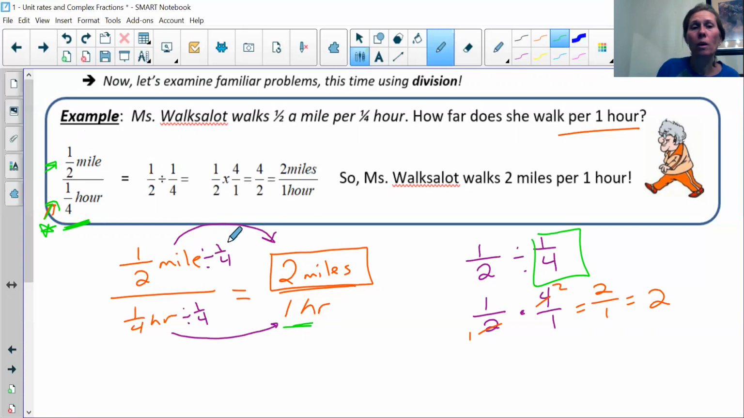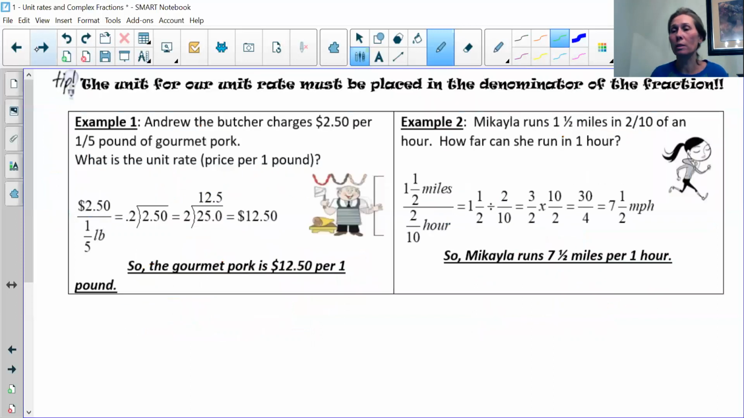All right, so they did 1/2 divided by 1/4. They did SOR, same, opposite, reciprocal, and they got 2 miles per hour. So Miss walks a lot, walks 2 miles per hour. All right, so here's 2 more examples. Find the unit rate. For our unit rate, it must be placed in the denominator of the fraction.